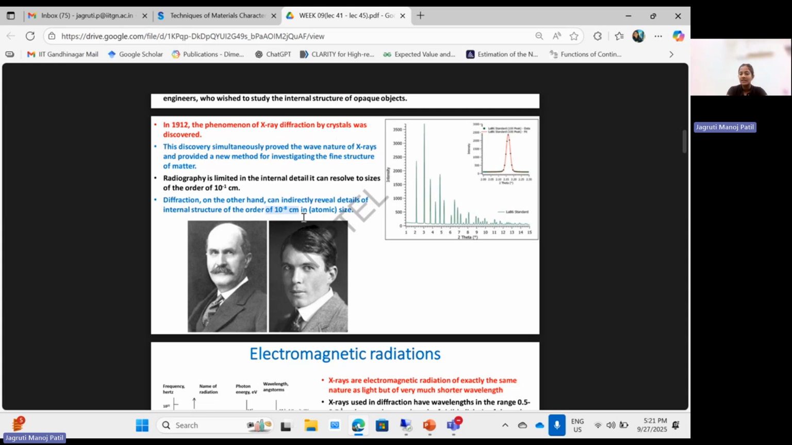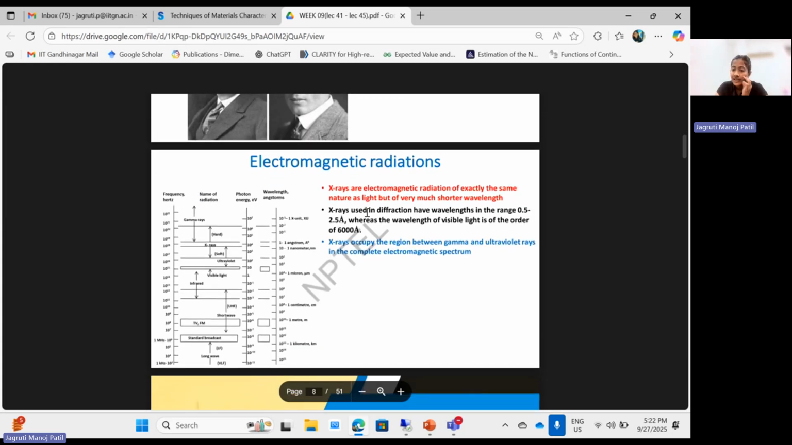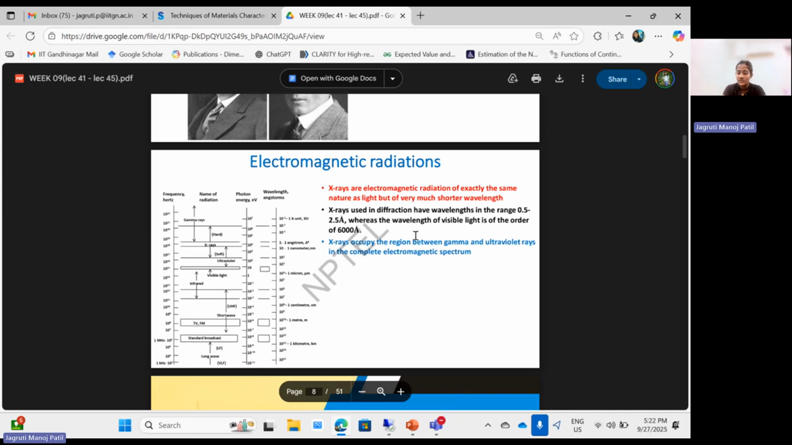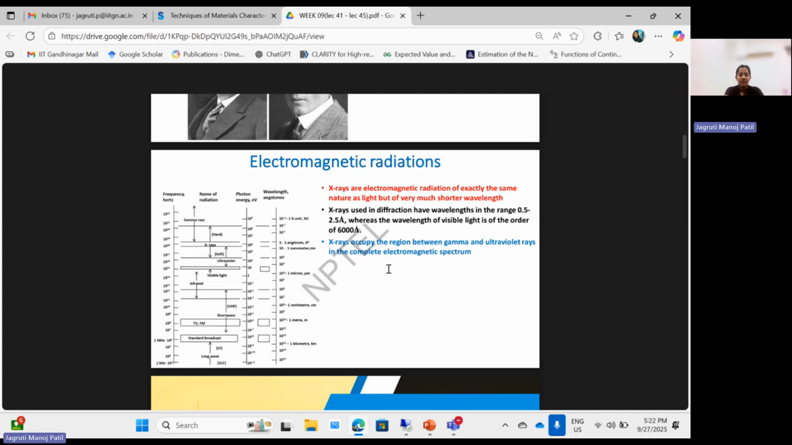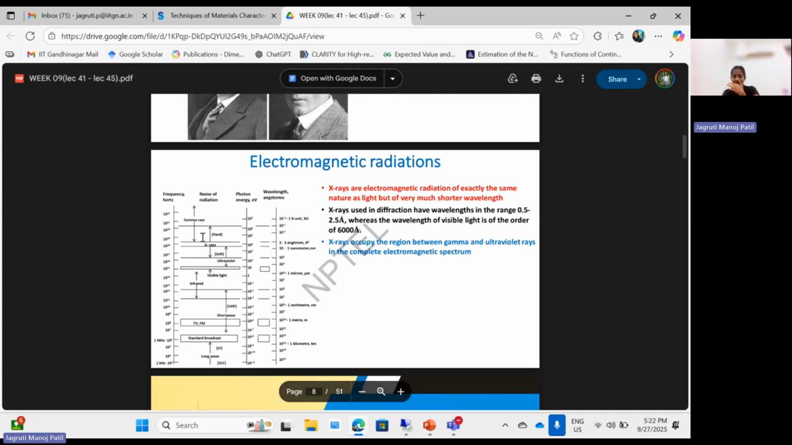It can also reveal details up to sizes of 10 raised to negative 8 centimeter, atomic sizes. Okay, so that's almost like an angstrom that you're trying to see over there. Now, these are electromagnetic radiation, as we know from how they fall into the spectrum, and they have exactly the same nature as light, but a much shorter wavelength. How their wavelength compares to visible light is also shown here. X-rays occupy the region between gamma rays and ultraviolet rays in the complete electromagnetic spectrum. So there your X-rays are.